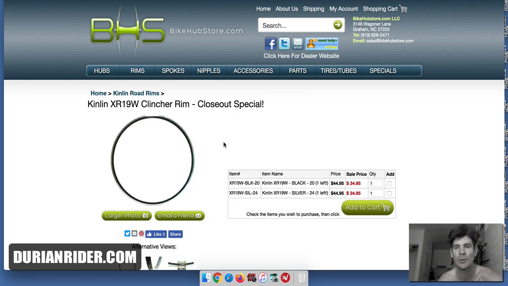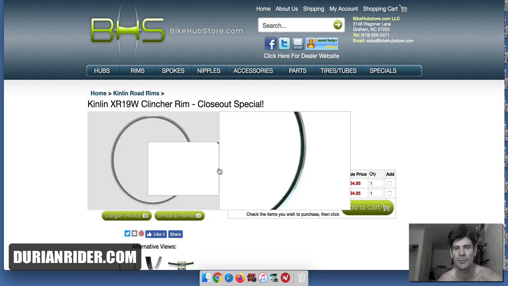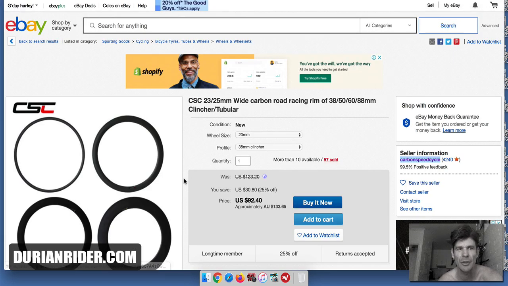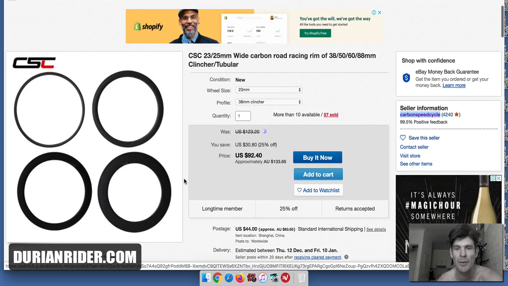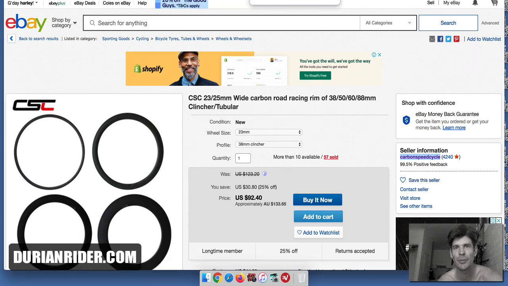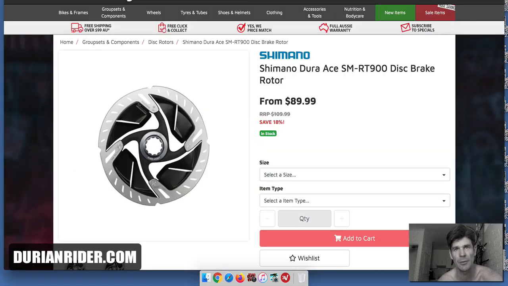And compare that to a whole rim, a Kinlin XR19, which is a pretty decent rim. Alloy, recyclable, $34 plus shipping. So it's insane how cheap rims are. And even let's go to carbon. Let's go to Carbon Speed Cycle, which I've never used. I can't vouch for their quality, but just a quick search on eBay came up with this, $133 Aussie, $90 US plus shipping. So disc brakes ain't saving your rims, money-wise and resource-wise.